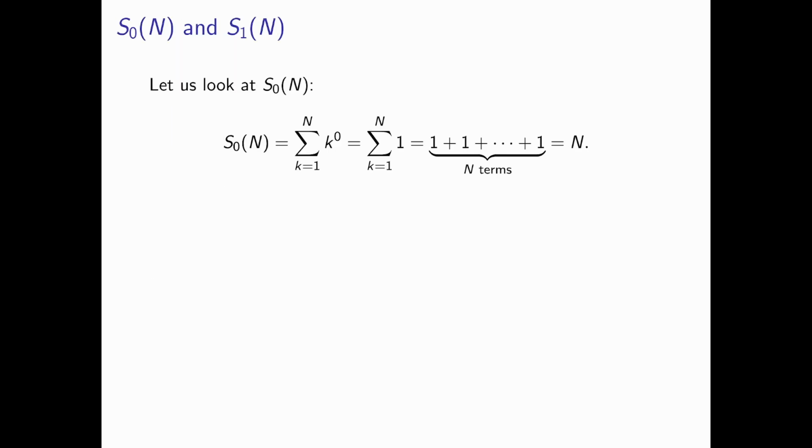Well, for p equals 0, the problem is actually quite easy to solve. S sub 0 of n is just equal to the sum as k ranges from 1 to n of k to the 0th power. But k to the 0th power will just be equal to 1 no matter what k is. So this sum, when we write it out in expanded form, just becomes n copies of the number 1 added together. And that's just equal to n.